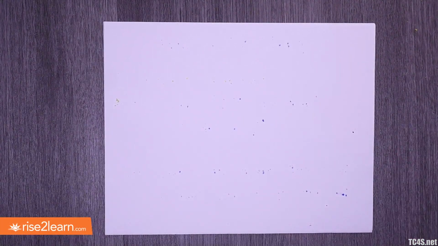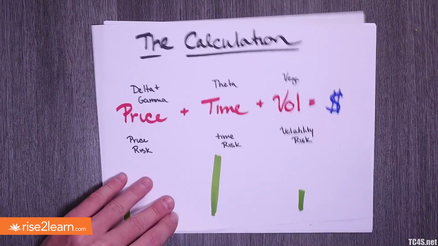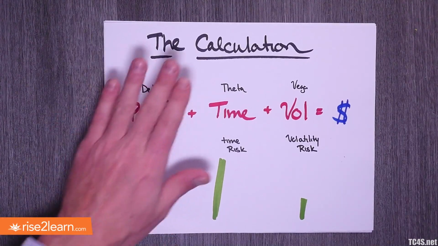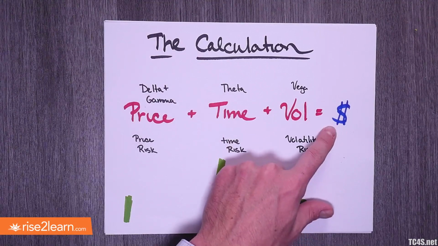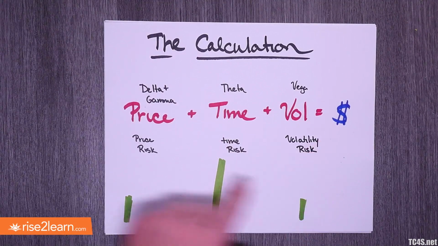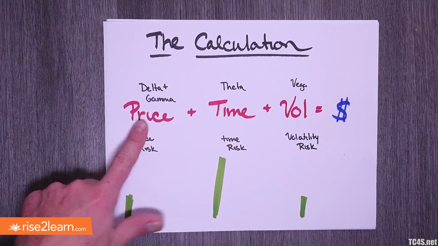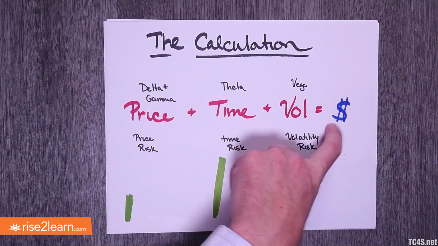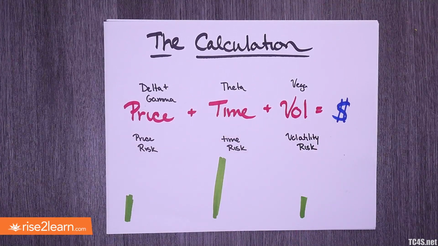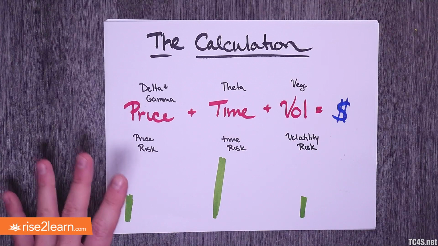I want to start a little bit from the beginning. Just to get things going, remember, our full calculation of the value of the option is going to be looking at price plus time plus volatility equals money. The formula is really more complicated than that, but I'm trying to keep it simple.